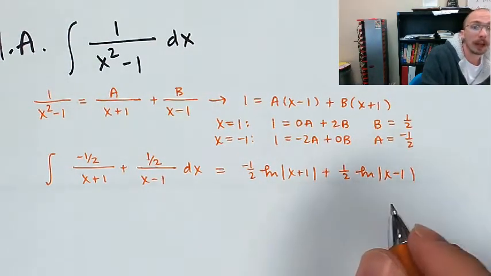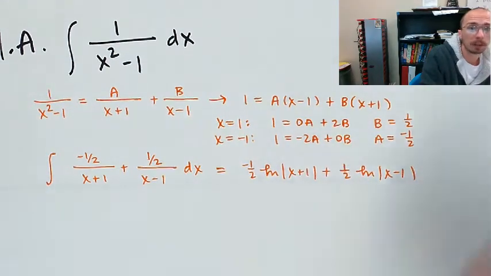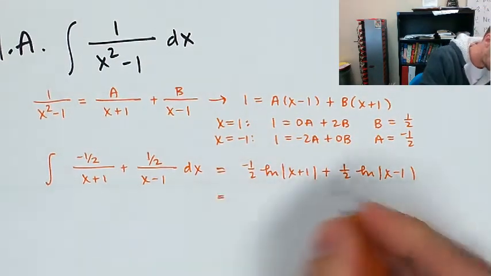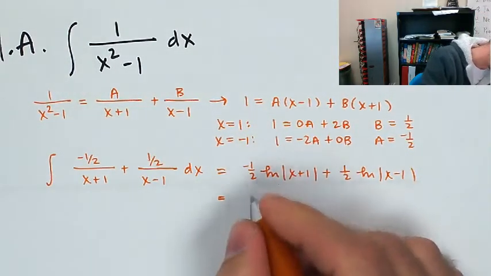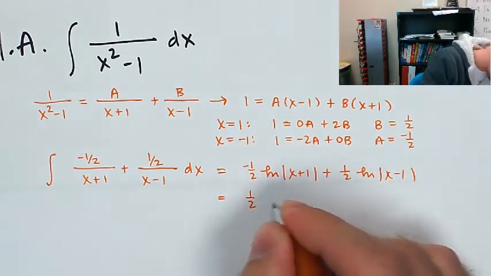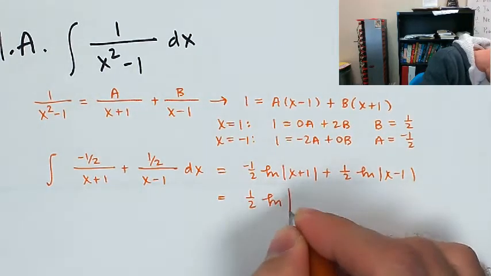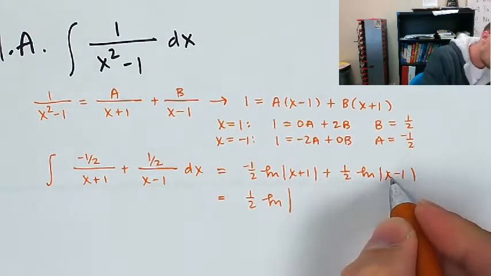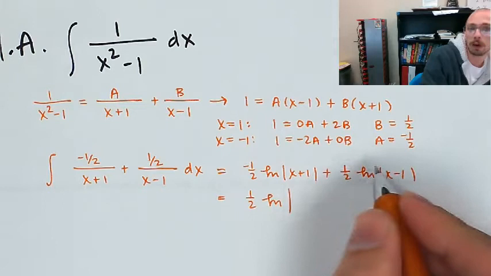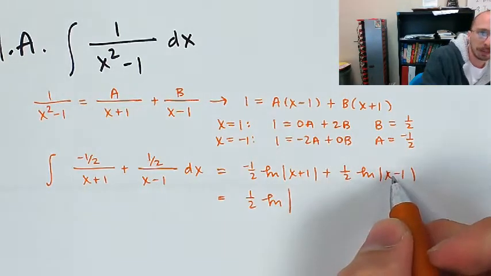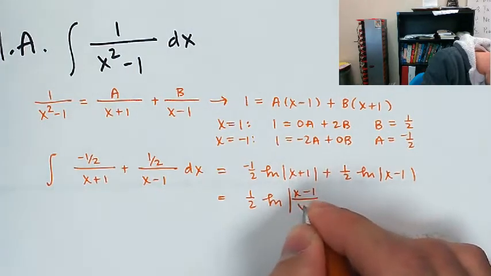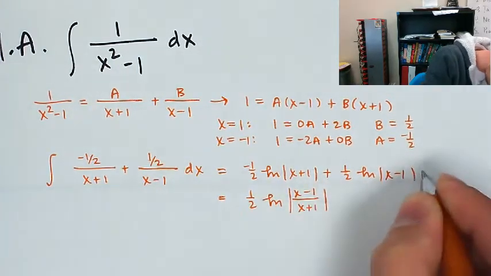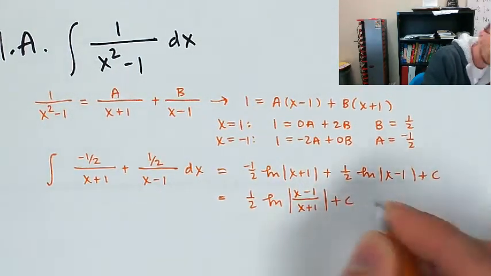Okay. If you had to combine these to write it as a single log, which you don't have to do in AP Calculus anymore, but if you did, you'd say that was 1/2 of the natural log of the absolute value of, okay, the difference of two logs is the log of the quotient. So it's x minus 1 divided by x plus 1. And I forgot my plus c, but there we go.